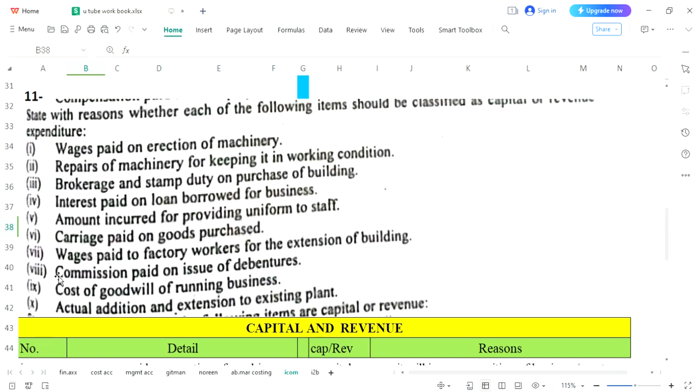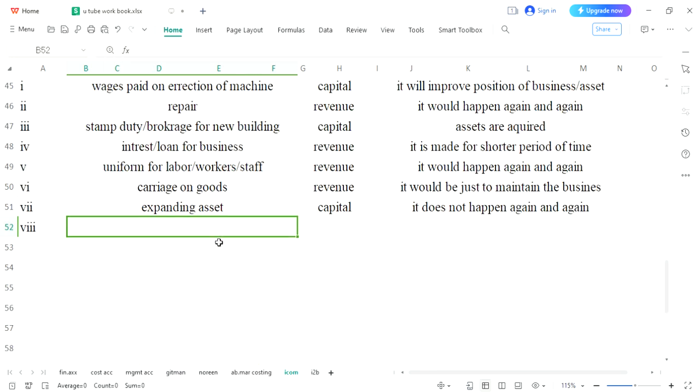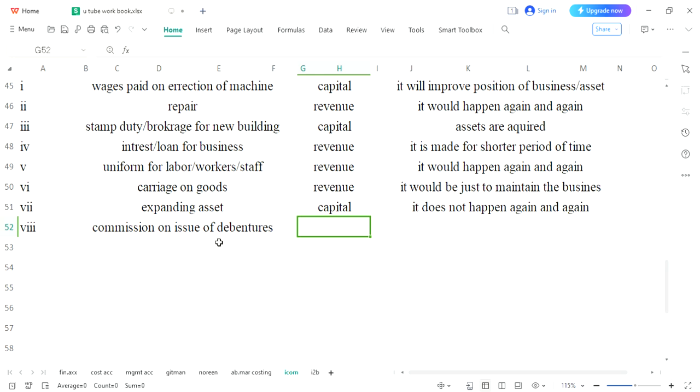Now number 8, commission paid on issue. Please underline this word issue. Issue means start. So when there is any activity, the start would be for once only. So you are paying commission on issue of debenture. Debenture is a sort of loan we have already discussed, and when you have taken a loan you have paid commission. So obviously it would not happen in the near future. The activity of this nature happens after several years. So when you have received your loan for a longer period of time and paid commission, it is considered your capital.